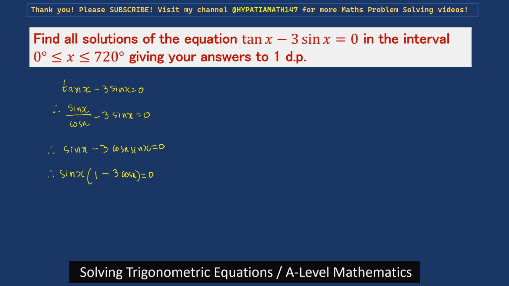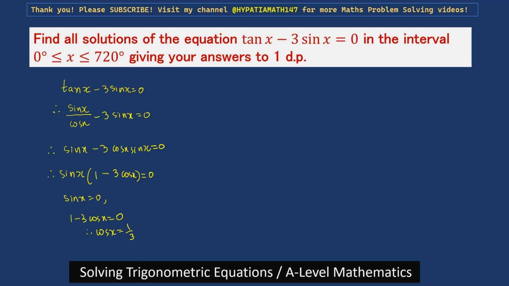So from here we get two different solutions. One is sin x equals 0, and the other one is 1 minus 3 cos x equals 0, and therefore cos x equals 1 out of 3.